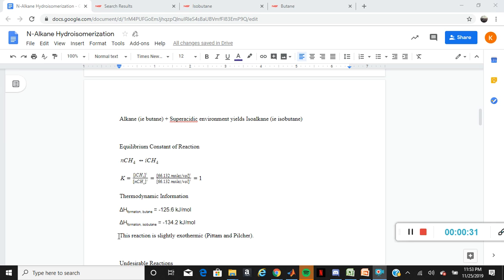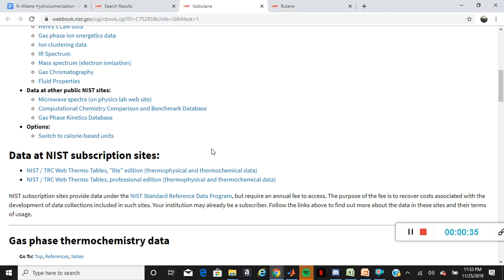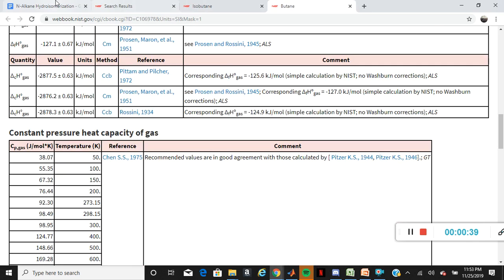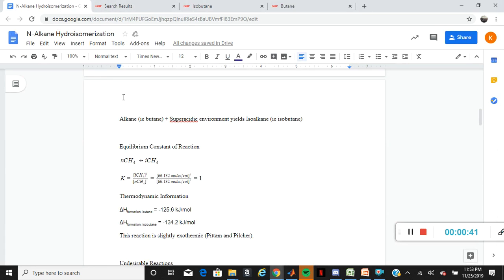It's the conversion of N-butane to isobutane. Some thermodynamic information is included here. Most of that information we got from NIST for isobutane and butane.